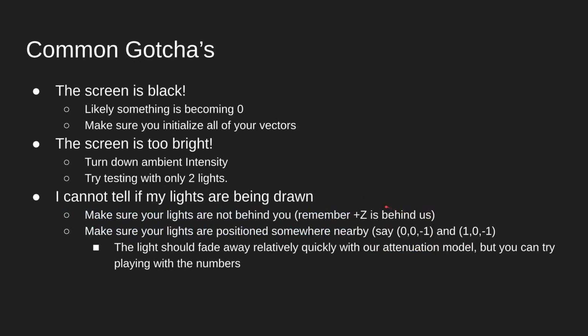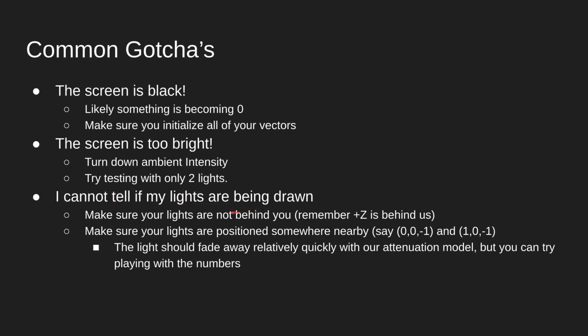Okay, so some common gotchas with this lab that you might encounter is the screen being black. That means you likely have a light that's 0 that's getting multiplied in, so none of your lights are contributing any light to objects. So initialize all your vectors. If the screen gets too bright, turn down your ambient intensity. Try testing with just 2 point lights at first. If you have 100 lights, for example, if you go a little bit wild in a very small space, your screen's just going to get very, very bright. It's going to turn into a white image, or something otherwise very exaggerated.